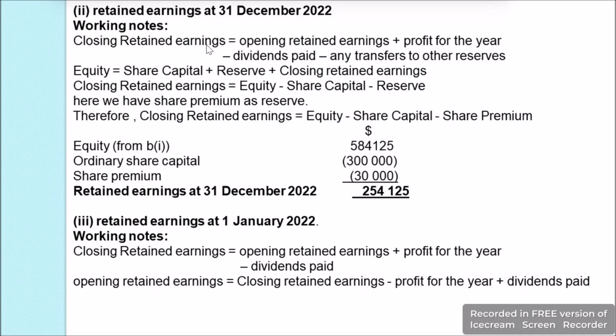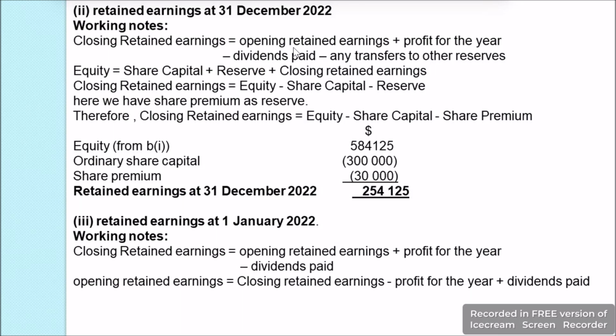And how do we get it? You see, we take the opening retained earning. To this we add the profit for the year, and from there we pay the dividends. Hence we subtract the dividends, and we subtract any transfer to the other reserves, like the transfer to general reserve. We don't have any general reserve here, so it will be the opening retained earning plus the profit for the year minus the dividend. However, information related to the opening retained earning is also not given.